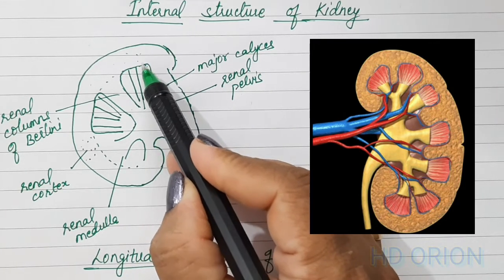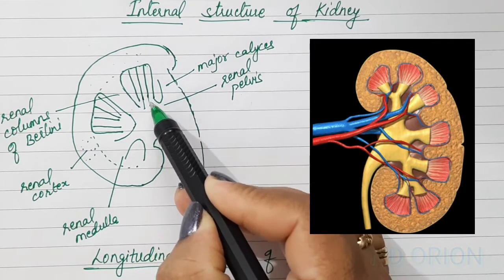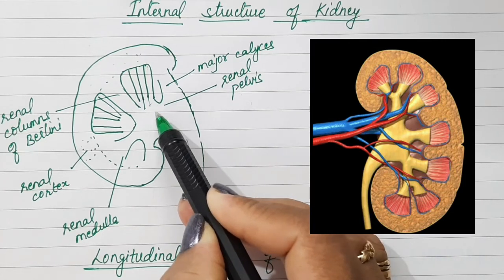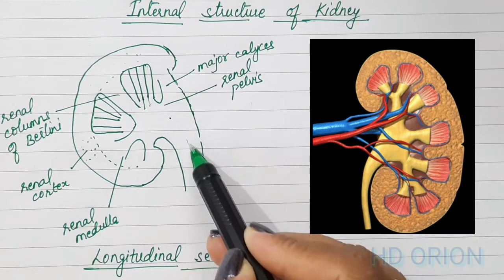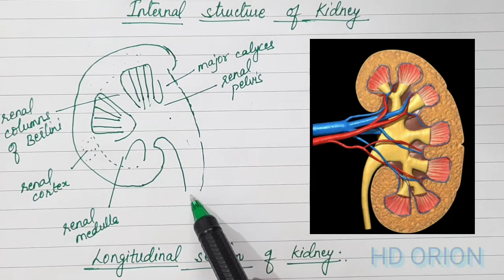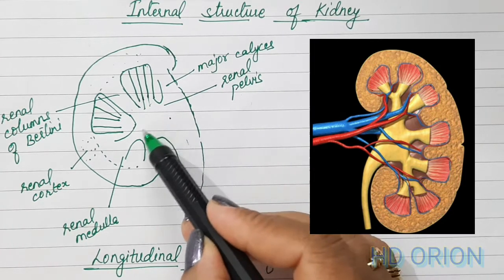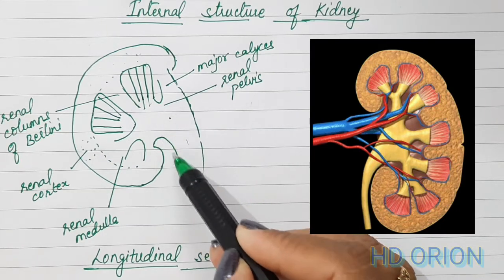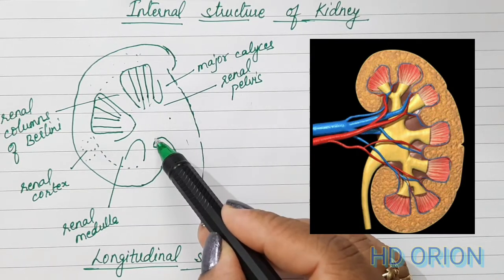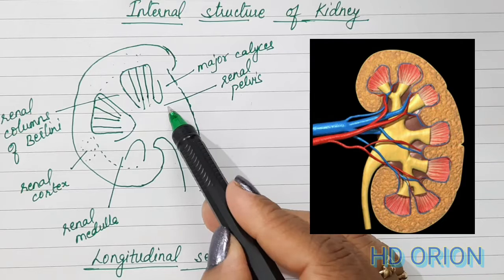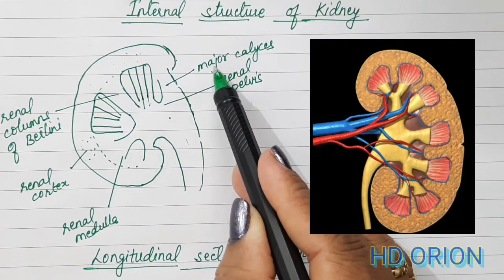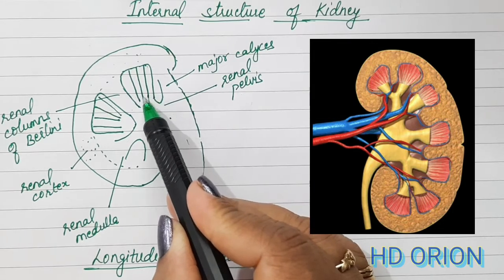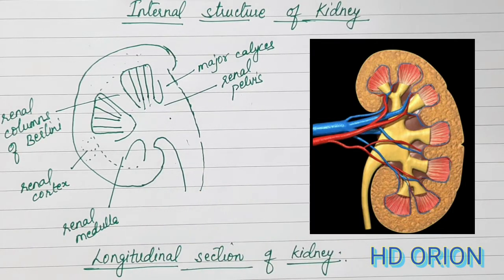So when the urine runs down the collecting duct, it opens in the minor calyx, joins the major calyx, then opens into the renal pelvis and then runs down the ureter to open in the urinary bladder. So this is how the ureter is. The ureter has this funnel shaped structure called as renal pelvis, which forms these calyces. The big ones are known as major calyces and the small ones over here are called as minor calyces.